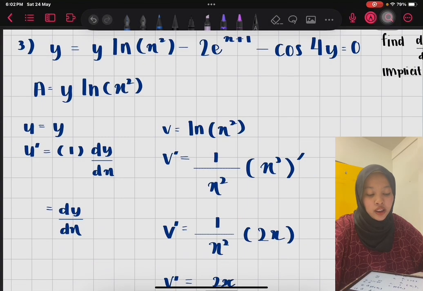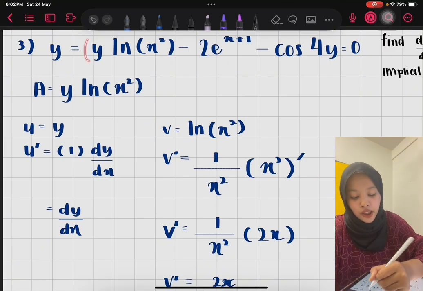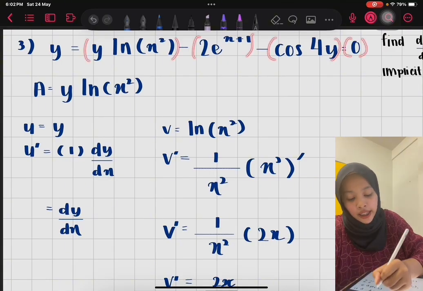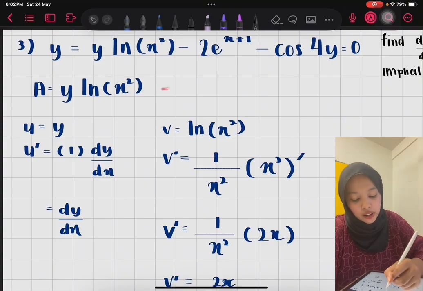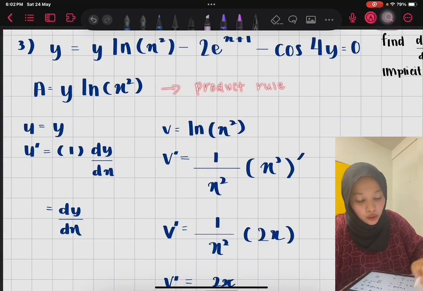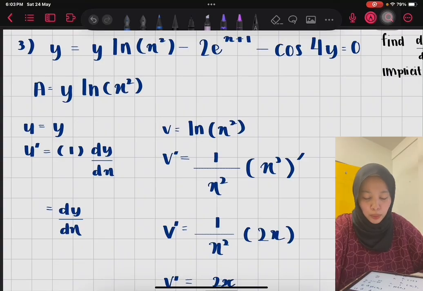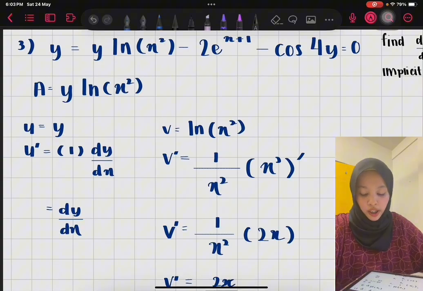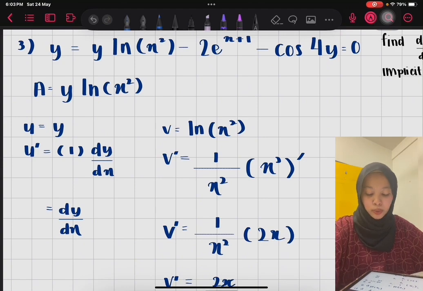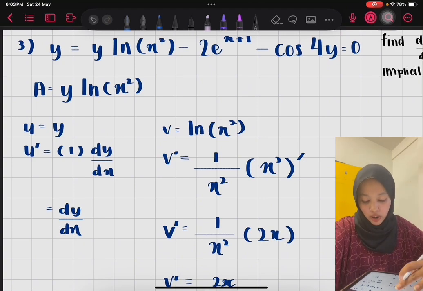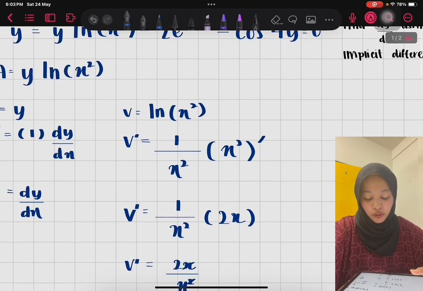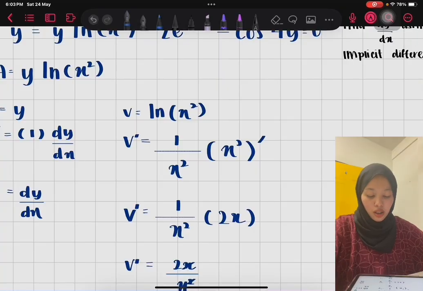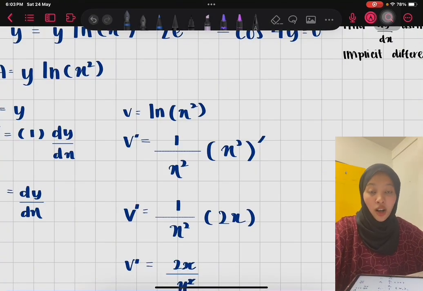To find dy/dx using implicit differentiation, firstly we have to separate the terms and label them as a, b, c, and d. First we differentiate term a, which is y ln x power of 2. In this term, we use the product rule because we have two terms, and we have to find u prime and v prime. Our u is y. We differentiate y and we get 1, and we have to put dy/dx whenever we differentiate y. So the answer for u prime is dy/dx. Next, we find v prime. Our v is ln x power of 2. For the ln, we assume there is a 1 in front because there is no other constant in front of ln.